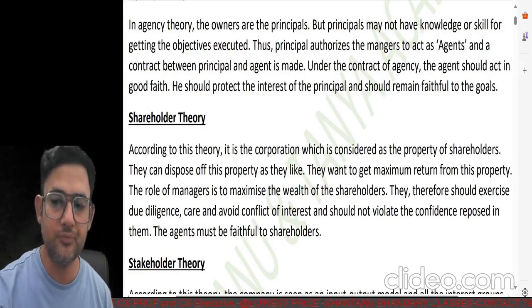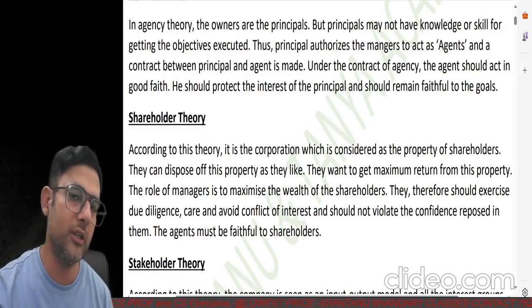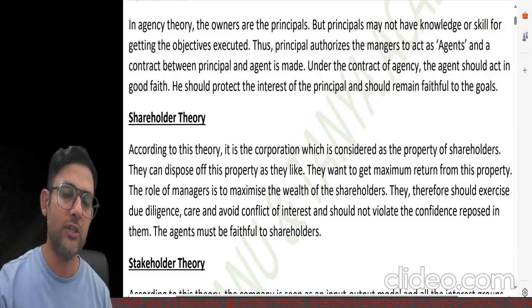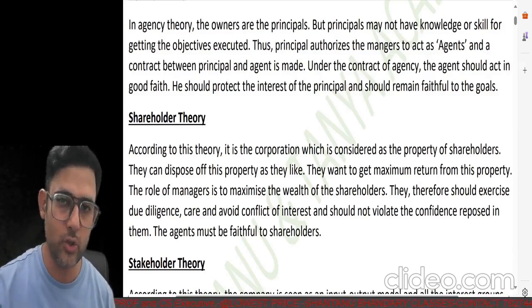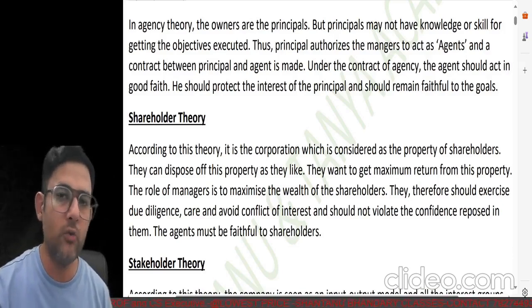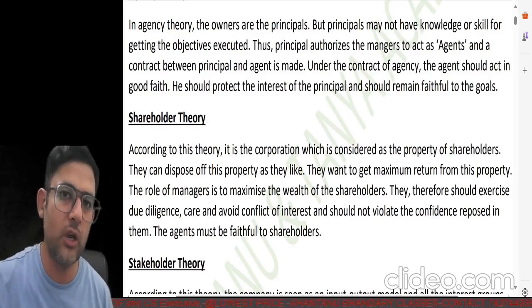Further, it says the directors have to make sure that they comply with any of the directions given by the shareholders, so that there is no conflict of interest, and the director should not try to keep their interest above the company. Always and always, shareholders' interest should come first.